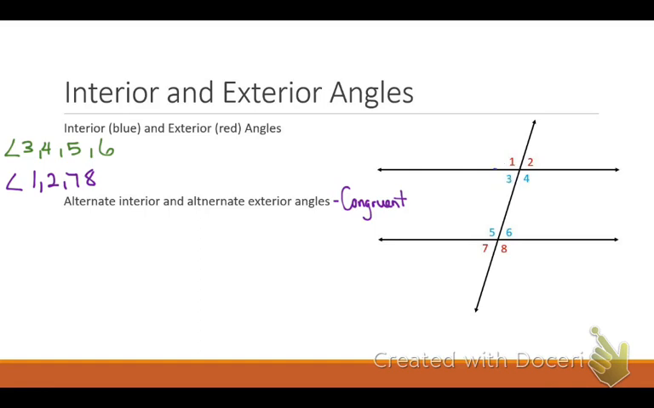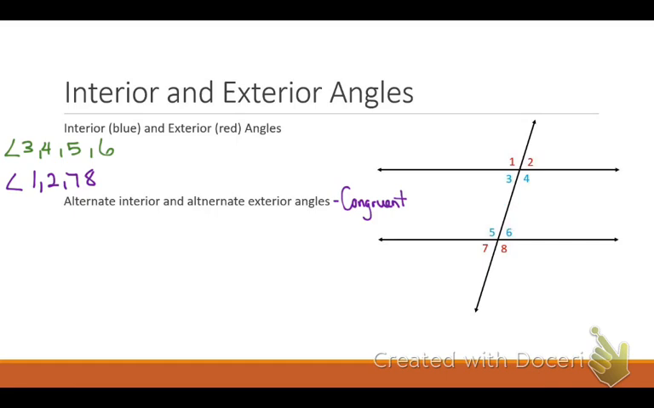So alternate interior, let's look at angle 3 for a second. Just by looking at it, would you say that this is greater than 90 or less than 90 degrees? It's less than 90 degrees. And now look at angle 6. Would you agree that it also appears to be less than 90? Yes. Okay, so when a transversal cuts parallel lines, the alternate interior angles are going to be equal.